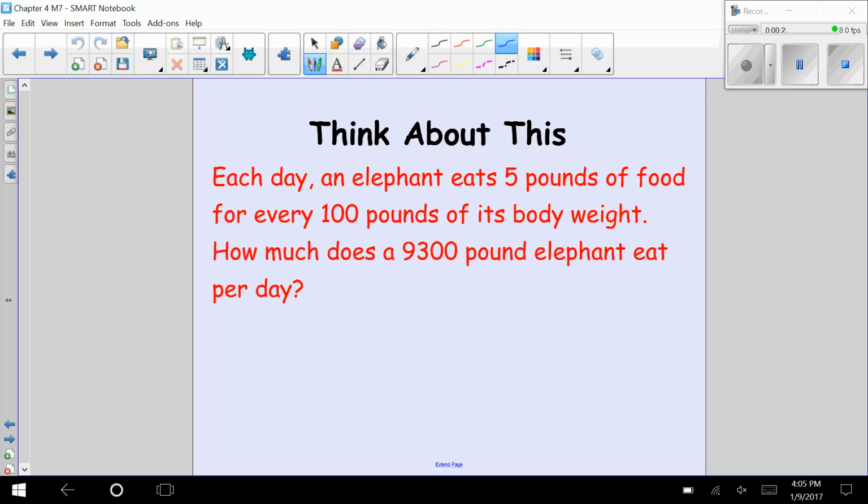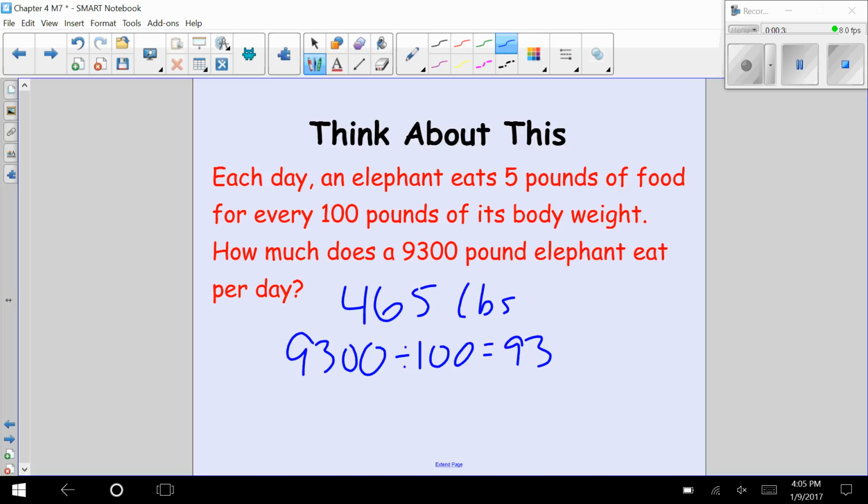All right, if you were able to get the answer of 465 pounds of food, then you were right. The reason is 9,300 divided by 100 gives you 93. So there are 93 sets of 100 inside the elephant's body weight. Well, for each 100, he eats 5 pounds of food. So there's 93 hundreds times 5 pounds for each 100, which gives you 465. So that is proportional reasoning.